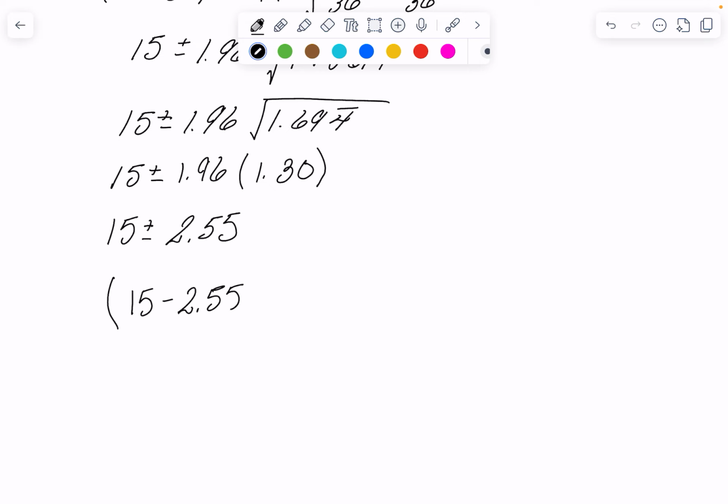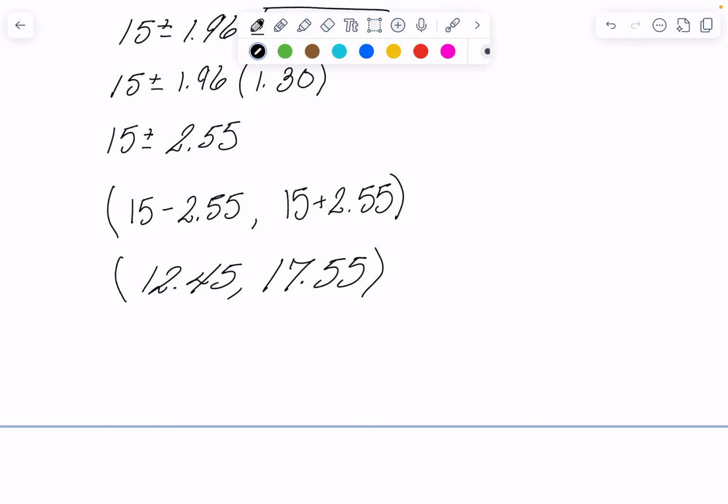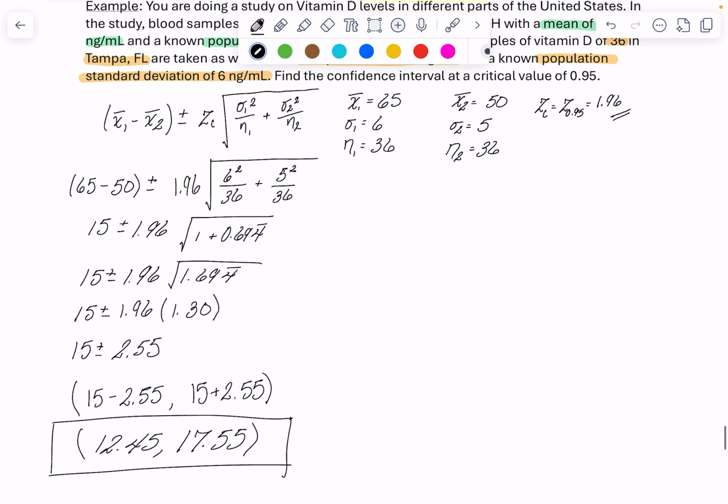That means we're going to be working with these calculations for our confidence interval. 15 minus 2.55 is 12.45, and 15 plus 2.55 is 17.55. That is our confidence interval for our problem. I'm going to leave it here for a second so that you see all the work together, and that concludes our example.